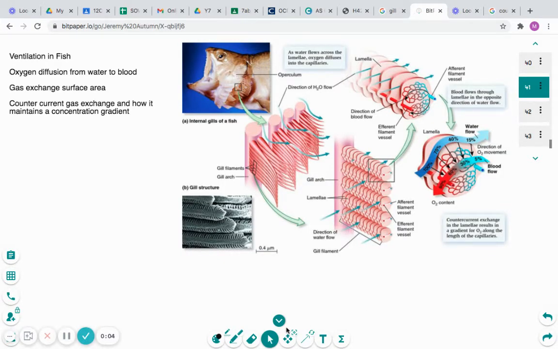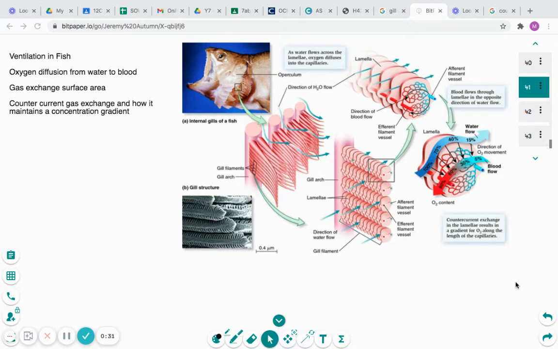Okay, so fish are animals and they respire, so they have a need for oxygen. How they get oxygen is very different to us because they live in the water, so they cannot breathe. So where can they get their oxygen from? Well, there's a lot of oxygen dissolved in the water, so they need to manipulate that dissolved oxygen.